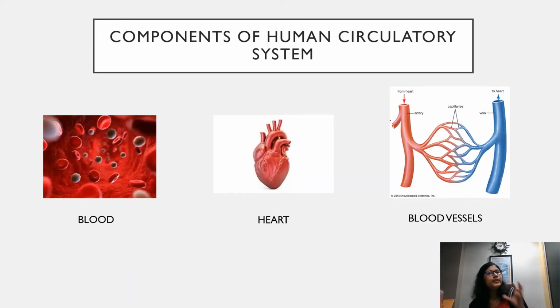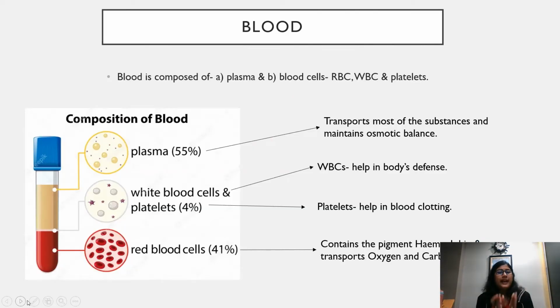Next, see the components of the human circulatory system. It is composed of blood, heart and blood vessels. The blood is composed of plasma and blood cells. The plasma transports most of the substances in our body. The white blood cells protect us from infections. The platelets help in blood clotting, and the red blood cells have hemoglobin, the red pigment hemoglobin that carries the oxygen and carbon dioxide to and from our cells.